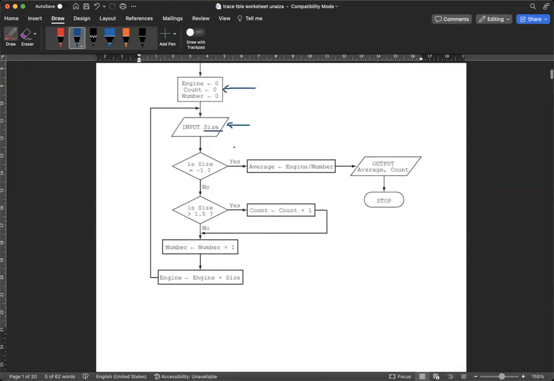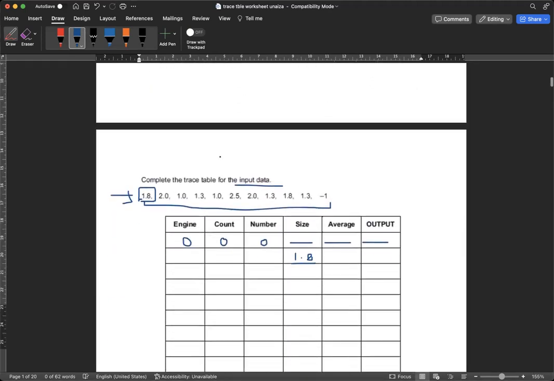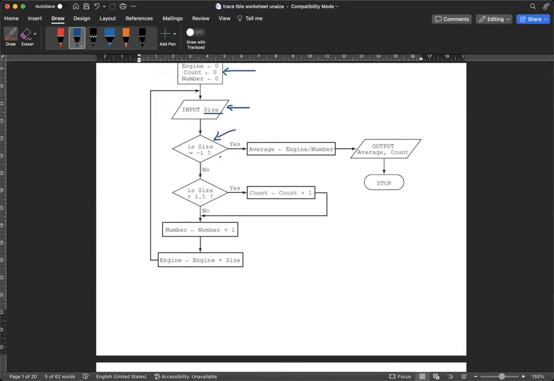Please read the next conditional symbol. Is size equal to minus one? Yes, tell me, 1.8 is the size. Is it equal to negative one? Negative one and 1.8, are they equal or not? Yeah, it is. Oh my God. How are they equal, tell me.